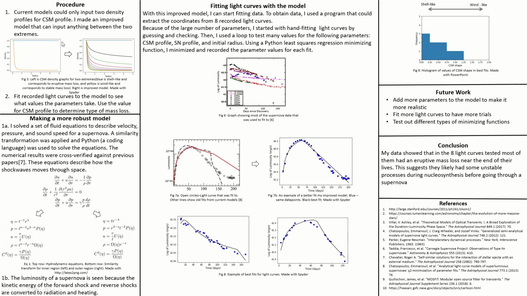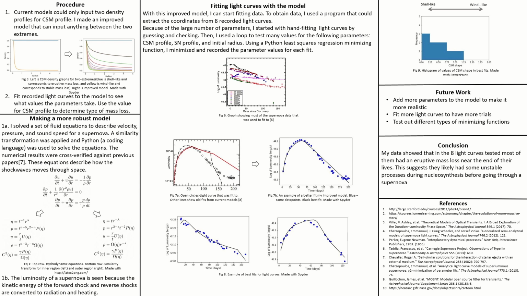And this top blue line is one extreme of the CSM, and it's called shell-like, and it corresponds to more eruptive mass loss. This yellow curved line is the wind-like extreme, and it corresponds to more stable mass loss. So that's what previous models were able to do.